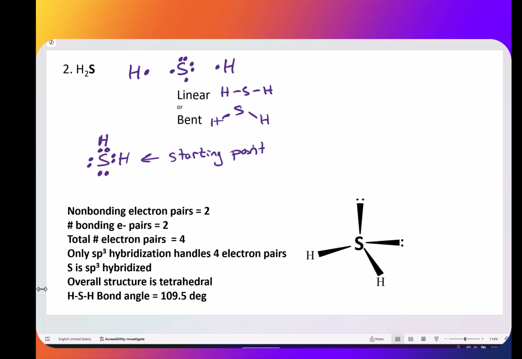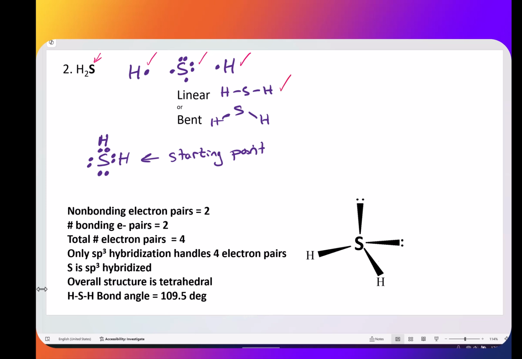Our second example is H2S, and we're interested in the sulfur, its hybridization. We're also interested in trying to figure out whether this molecule is linear or bent. So we start out with the loose symbols for the indicated atoms here. Sulfur is in group 6A. It has 6 valence electrons.